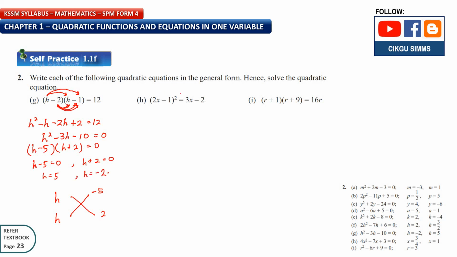Okay, for this one, you have a square here, but inside the bracket you have two things, so you need to expand it. This one expand like usual. You can draw arrows if you are afraid to get confused. So 2 times 2, negative, plus 4.